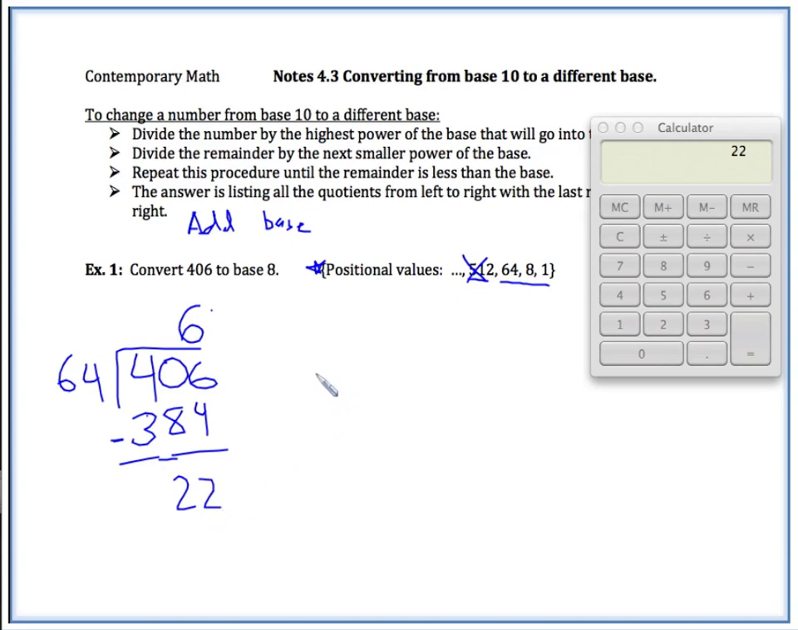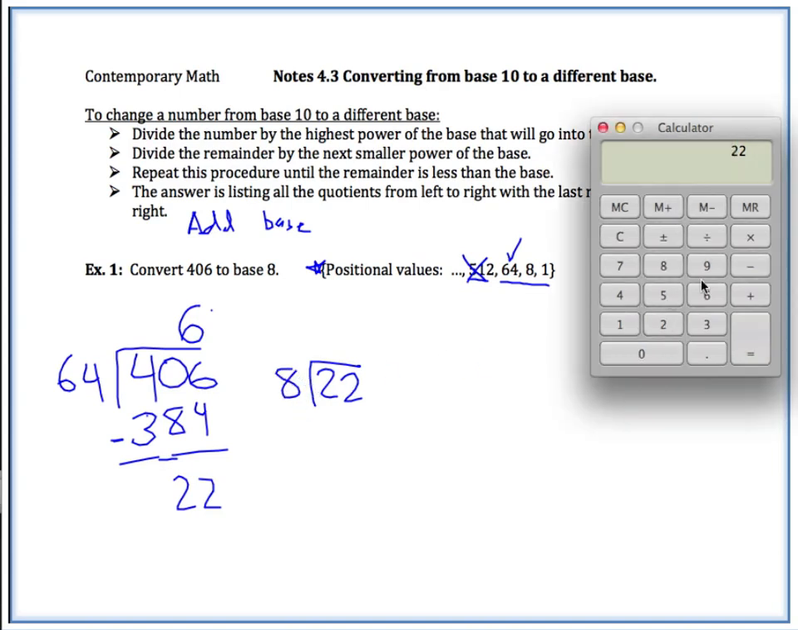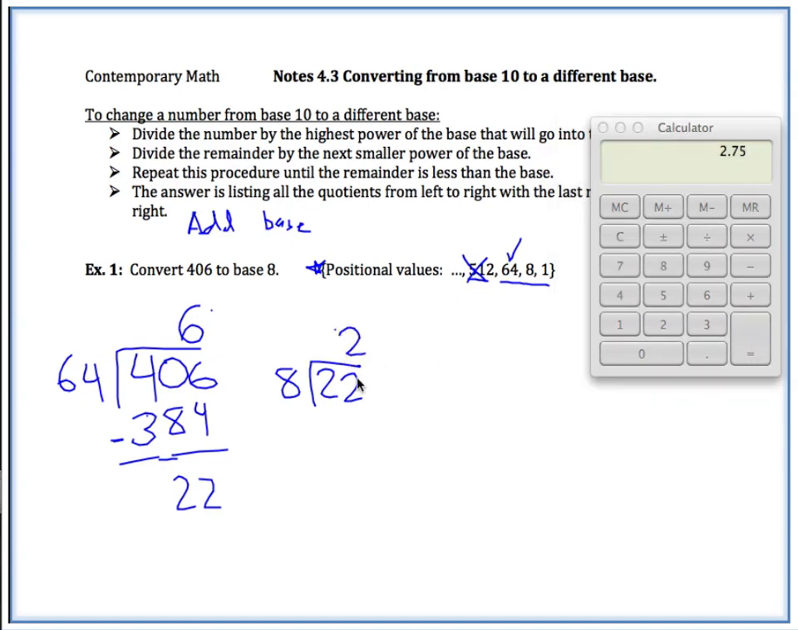So now what we want to do is take that remainder and divide by the next smaller place value. So we already did 64, now we move on and divide by 8. So we'll say 22 divided by 8, and we got 2. 2 times 8 is 16. We're going to subtract there. 22 minus 16 is 6.